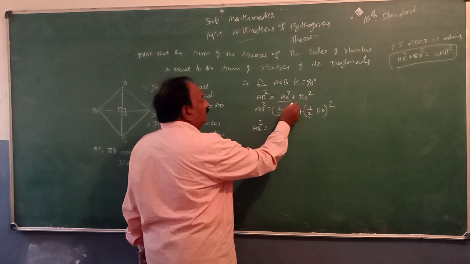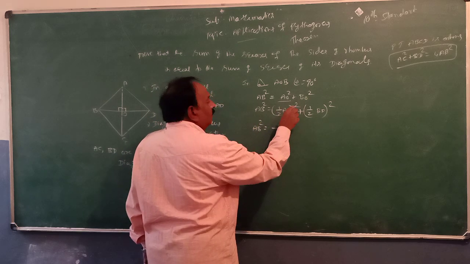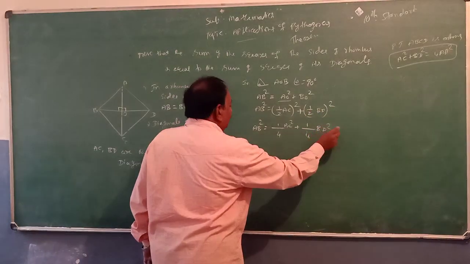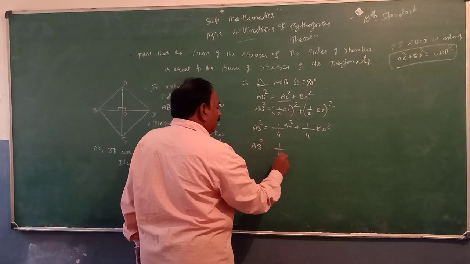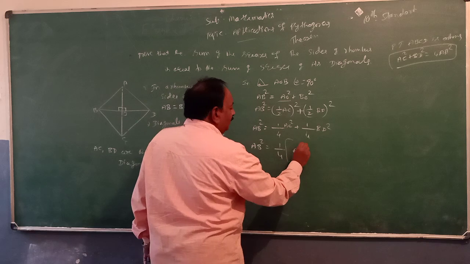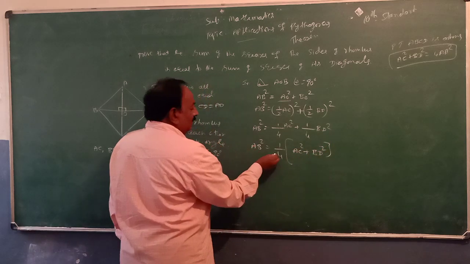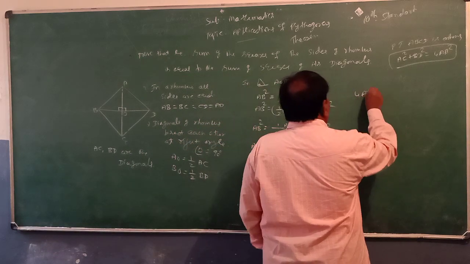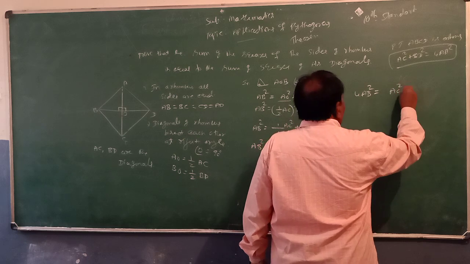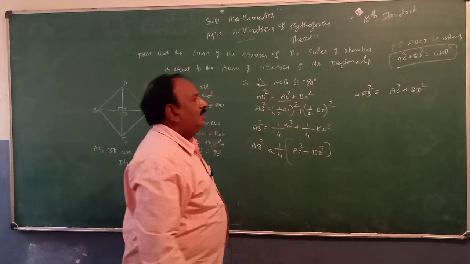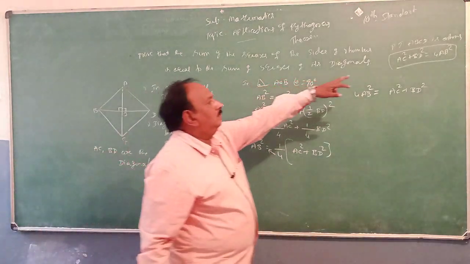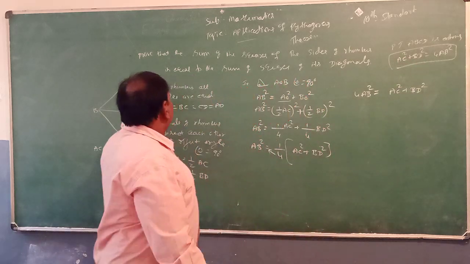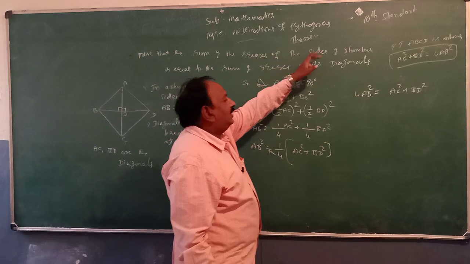AB squared is equal to 1 ones are 1, 2 twos are 4, AC square plus 1 ones are 1, 2 twos are 4, BD square. AB squared is equal to 1 by 4 is the common factor, AC square plus BD square. Taking cross multiplication, what do you get? 4AB square is equal to AC square plus BD square. Well students, so this we have proved. This is in the old syllabus. 4AB square is equal to AC square plus BD square. The question given is the sum of the squares of the sides of the rhombus.